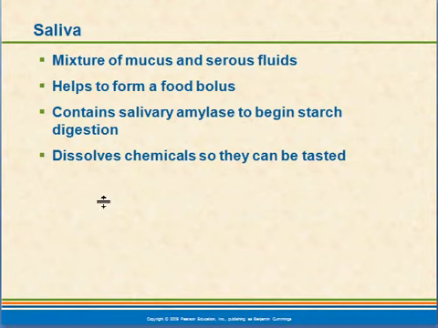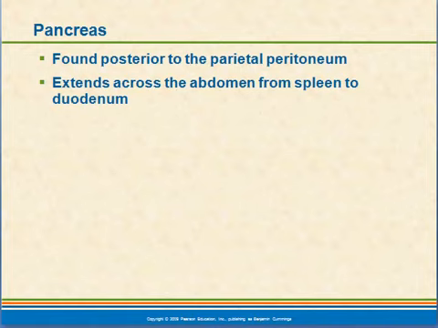Now, the pancreas, this is our next accessory organ, and it is posterior to the peritoneum. It extends across the abdomen near the stomach, and excuse me, spleen to the duodenum. And let's take a look at what it does.